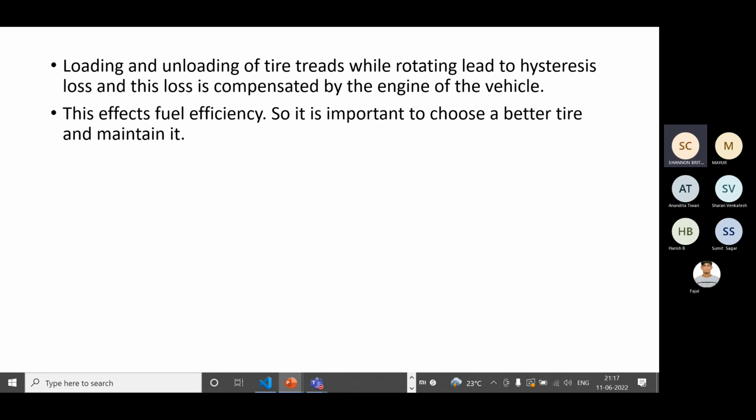Okay, so now why are we studying materials here? We are mainly studying the material of the tire. In the tire, there is loading and unloading. When the tire rotates, there will be both loading and unloading happening at the same time. I told you that tires are made of rubber, an elastomer. So there is hysteresis loss, and this hysteresis loss is compensated by the engine of the vehicle. Since we are dealing with the engine here, it affects the fuel efficiency, and this is not favorable for us. So it is very important that we choose a better tire material and that we maintain it.